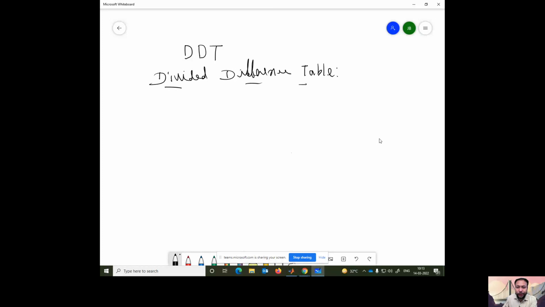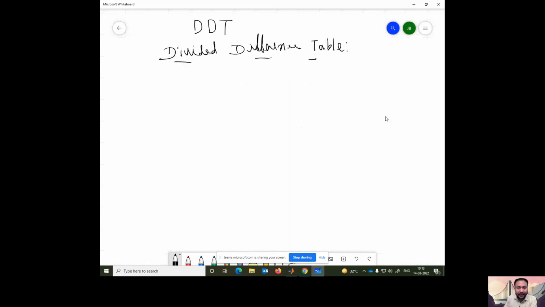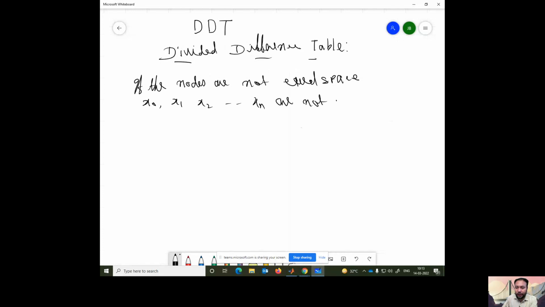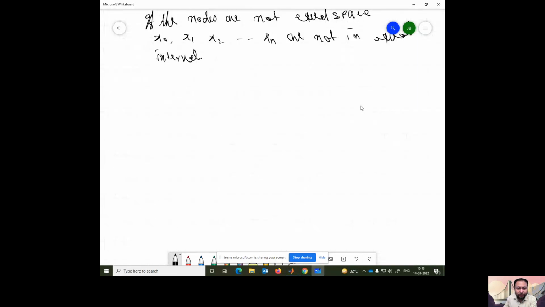At what situations do we need to develop this one? The situation is like this: if the nodes are not equally spaced, meaning x0, x1, x2, up to xn are not in equal intervals, in that case we require the divided difference table. Let us first develop the algorithm for this.